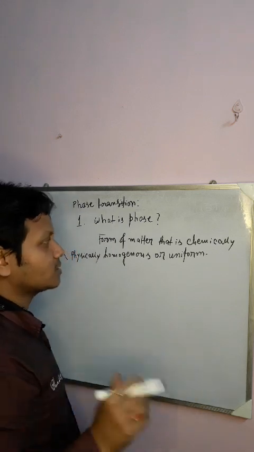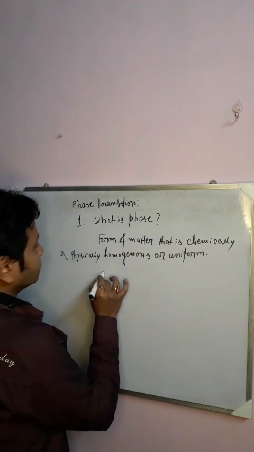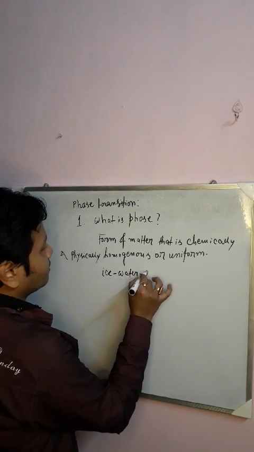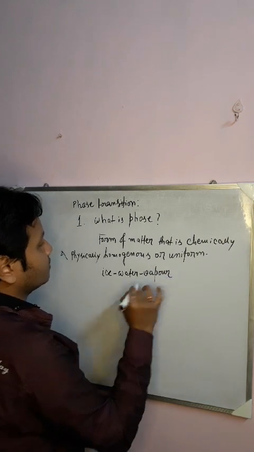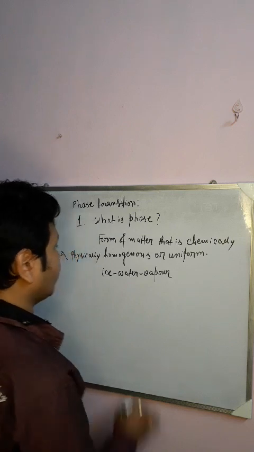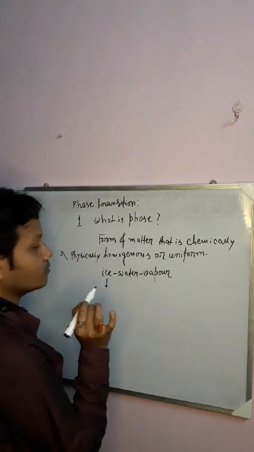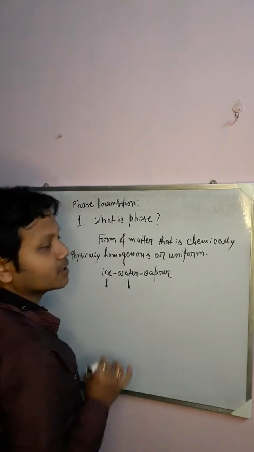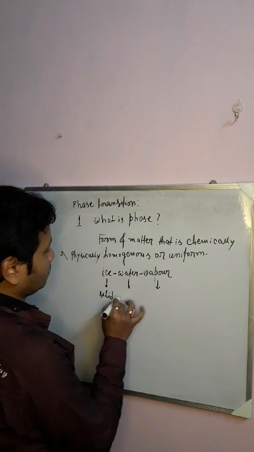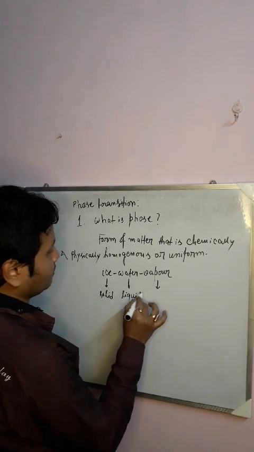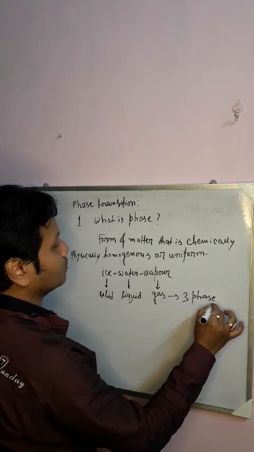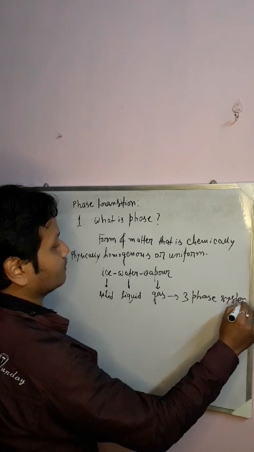Okay, just consider an example. Say ice, water and vapor. Just take this example, ice, water and vapor. Here it is a three-phase system. Okay, so there are three phases. One form is ice, that is solid, another is water, that is liquid, and another is vapor, that is gas. So solid, liquid and gas. So basically it is a three-phase system.